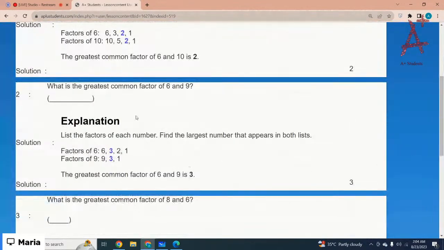The next example is: what is the greatest common factor of 6 and 9? So you have to write down the factors of 6 and 9. Here are the factors of 6. Factors are the numbers that when multiplied make 6. 6 times 1 is 6 and 3 times 2 is 6. Then you have factors of 9. 9 times 1 is 9, and 3 times 3 is 9. So you can see the greatest common number is 3. That means the GCF of 6 and 9 is 3, right?